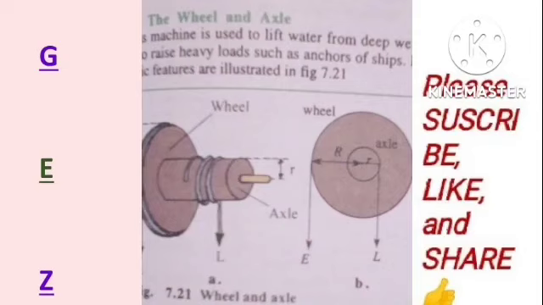So the wheel has a large radius. Attached to this wheel is another cylinder, the axle, having a common axis with the wheel but of radius r, which is less than that of the wheel. So you can see there are two wheels, one of a large radius and one of a small radius. The velocity ratio is gotten by the distance moved by effort divided by the distance moved by load, and it is equal to the radius of the large wheel divided by the radius of the smaller wheel. That is the velocity ratio.